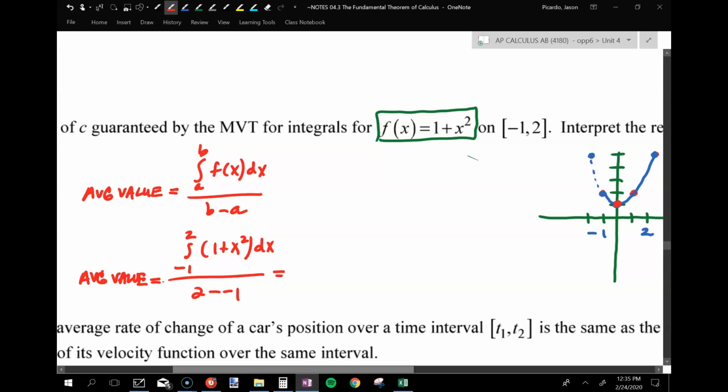Average value. All right. So we have to take an integral. What is the integral of 1 plus x squared? Well, the integral of 1 is x. The integral of x squared is something x cubed. What has to go in front? A third. And we have to evaluate that from -1 to 2, over 3.